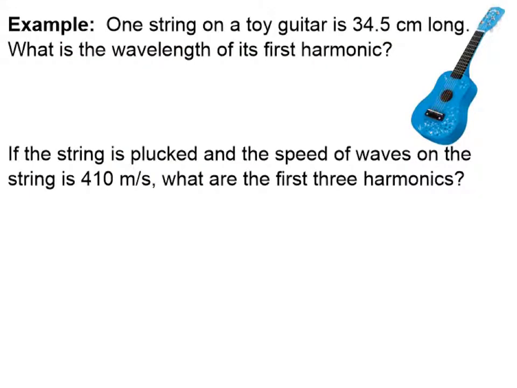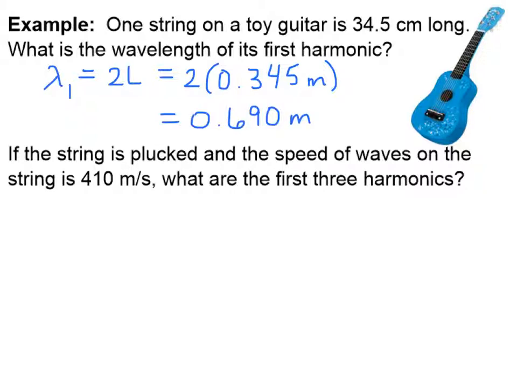Let's do an example together. Let's say we have a little toy guitar, and one of the strings is 34.5 centimeters long. What's the wavelength of its first harmonic? Well, remember that the wavelength for the first harmonic is equal to 2 times the length of the string. So 2 times the length of the string in meters, 0.345, is 0.690 meters.